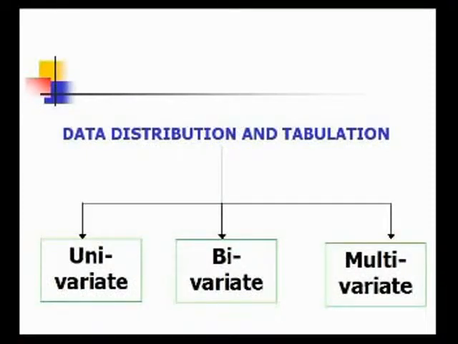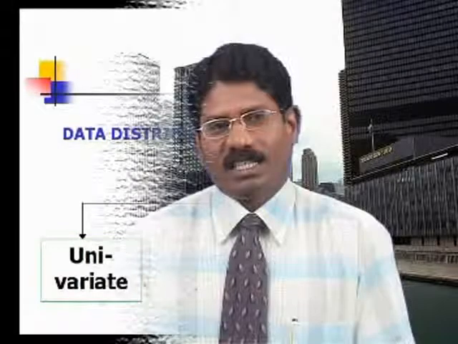The second stage in data processing and analysis is data distribution and tabulation. After the coding and feeding, you have data distribution and tabulation. When you have a tabulation, it can be at three levels. One is a single variable taken for analysis. The single variable analysis is called univariate analysis. For example, age or the level of awareness can be taken for analysis. That is called univariate analysis.